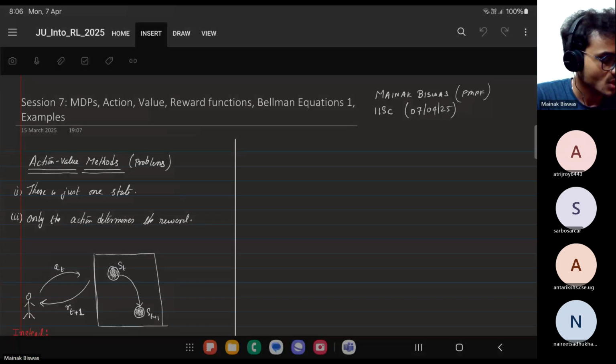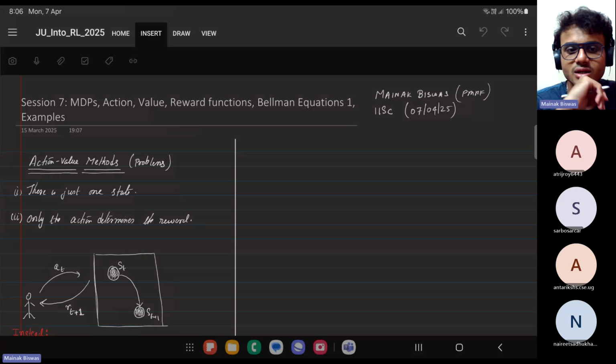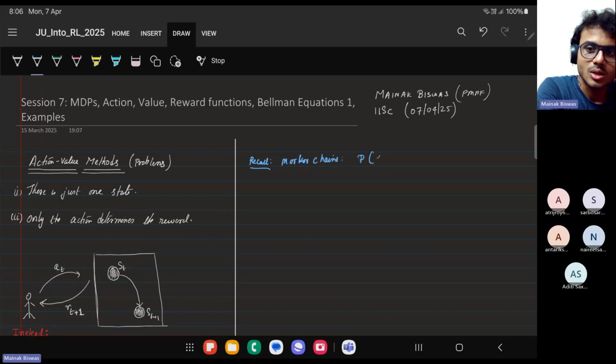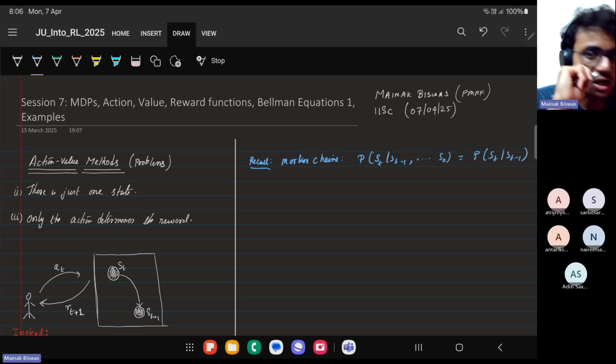Okay, great. So all this while we learned bandits and we have done a lot of probability, and we did Markov chains last time. Recall Markov chains, where we said that the probability of st given st minus 1 dot dot dot s0 is the same as the probability of st given st minus 1. This was what we discussed last time. But now we'll try to build on this and build our first reinforcement learning proper model.